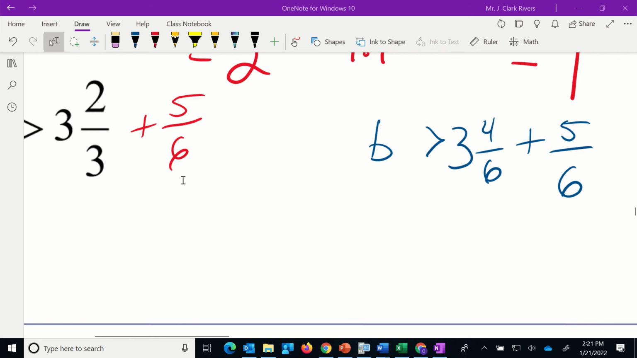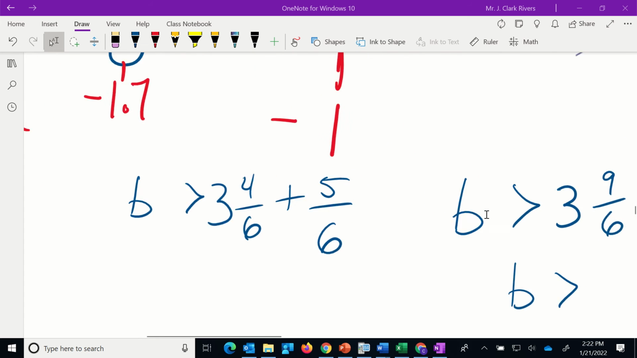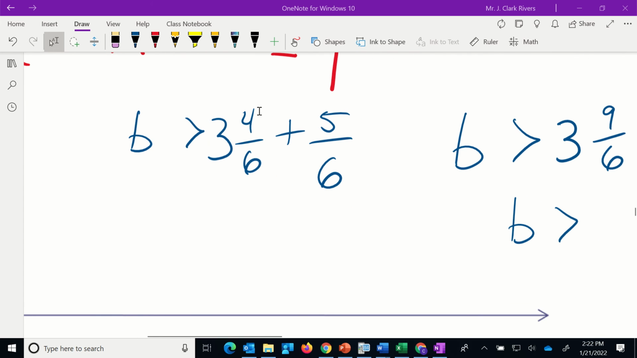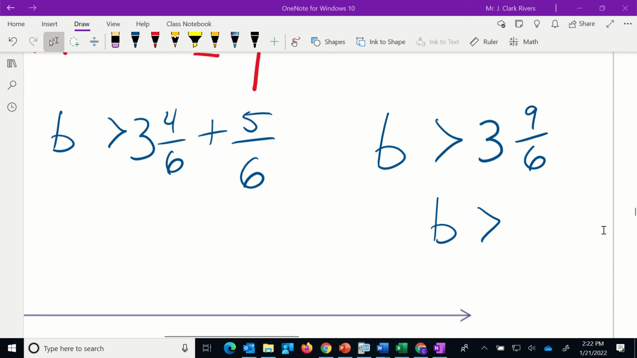Questions about what happened there? Okay, so now we're looking at 3 and 4/6 plus 5/6. 3 plus nothing is 3, right? So we got 3. 4 plus 5 is 9. We keep that denominator 6. So we got 3 and 9/6. Now we got something kind of weird going on. We've got a mixed number and an improper fraction inside of the mixed number. We don't like that. So Carson, 3 and 9/6 is the same thing as what?